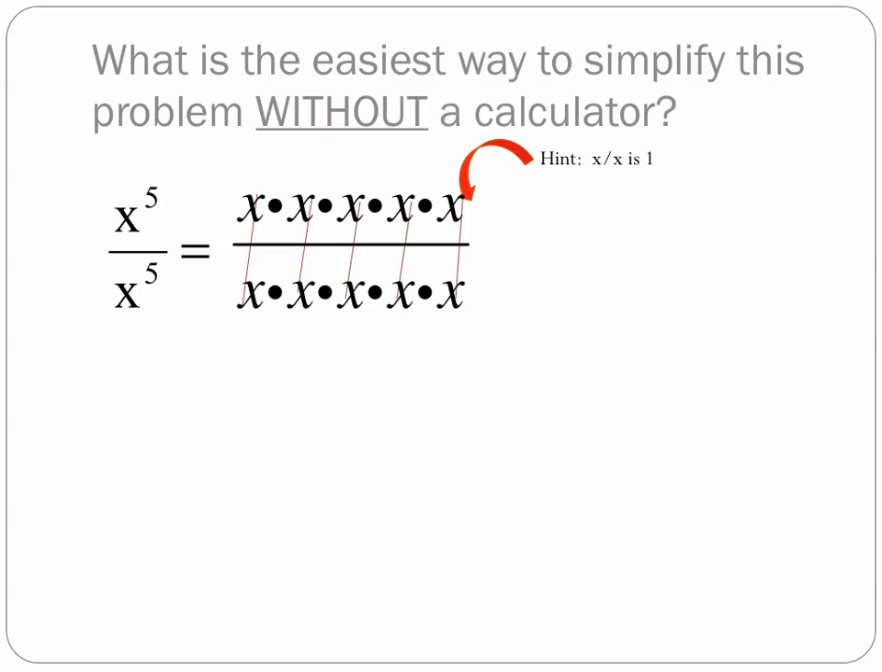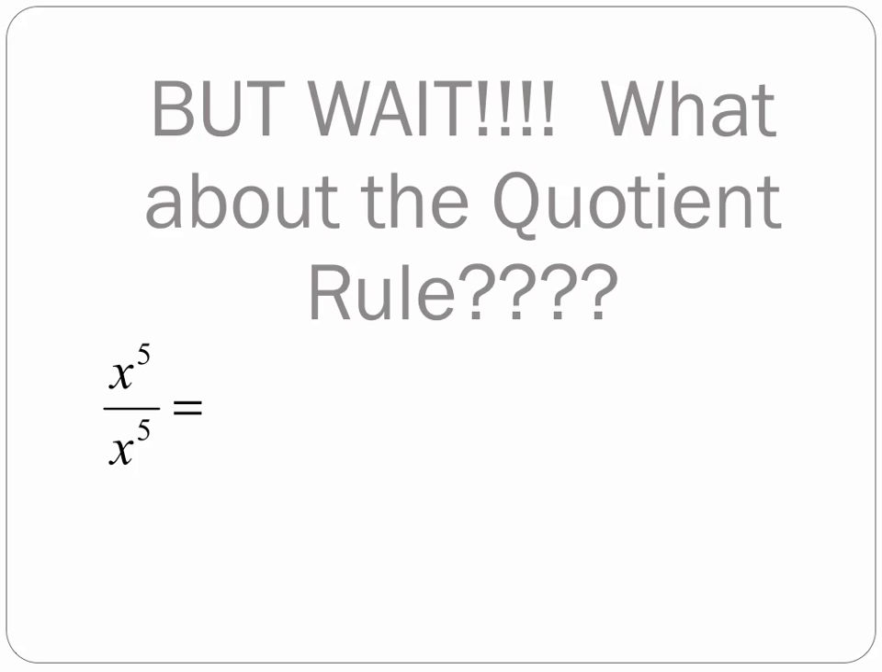Which means that this is reduced to 1 times 1 times 1 times 1 times 1. Which means x to the fifth over x to the fifth is 1. Yay! Wait! What about the quotient rule? Well, let's check it out. The quotient rule said that if I have two bases that are the same and divided, I could subtract the bottom exponent from the top exponent, which is like that.